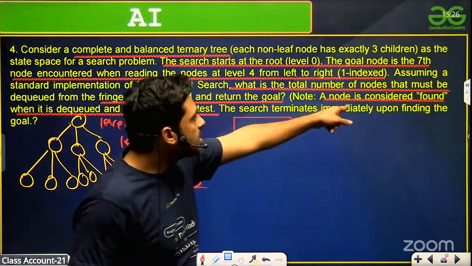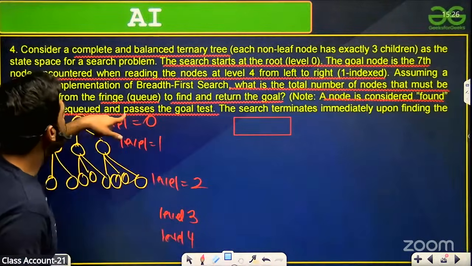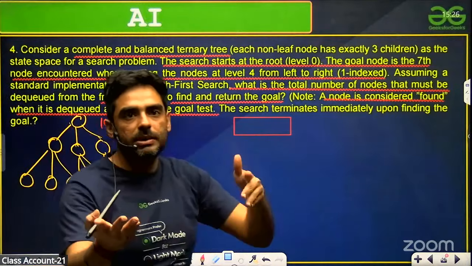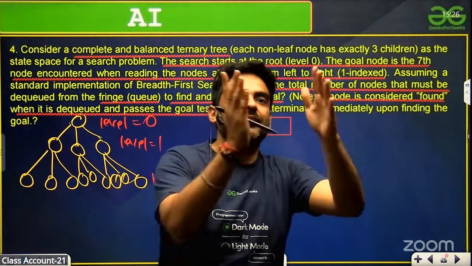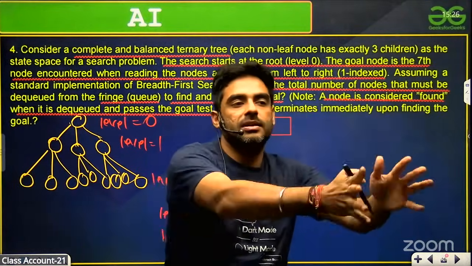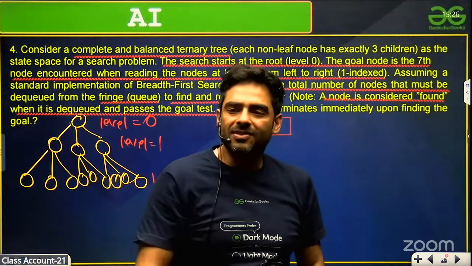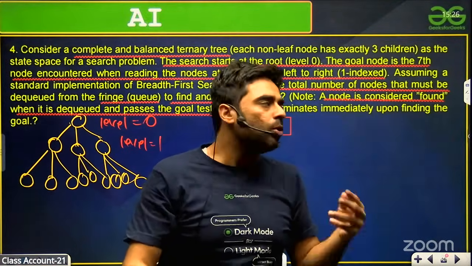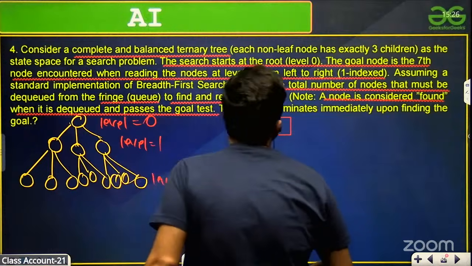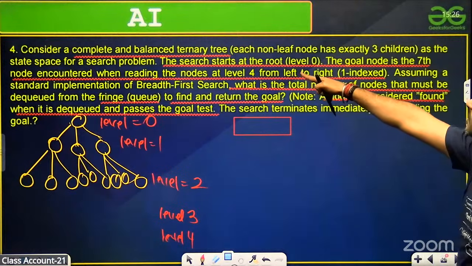So a node is considered found when it is dequeued and passes the goal test. And what is the meaning of goal test? Nothing much. Just check it and see whether it is the goal or not. That is the goal test. Nothing big in goal test. So he says that the search starts at root level 0.